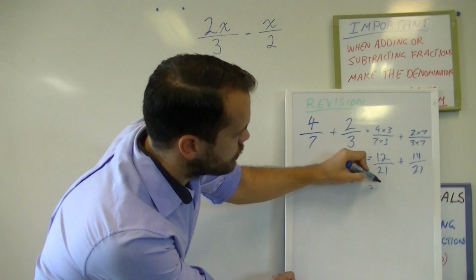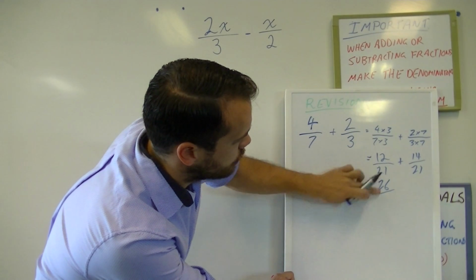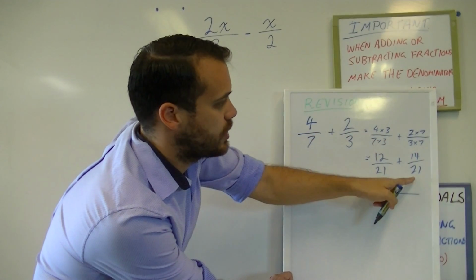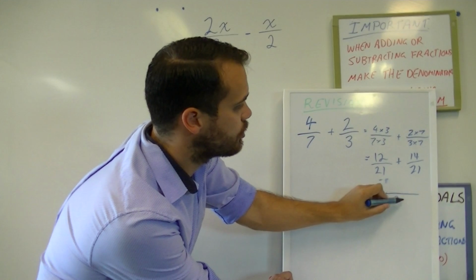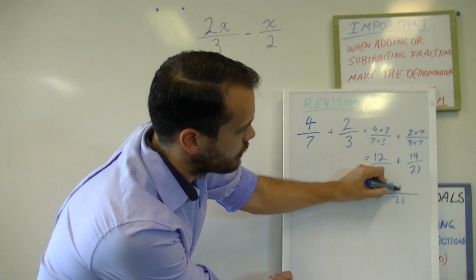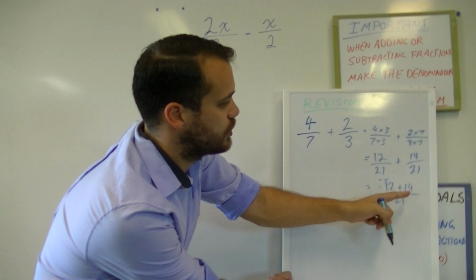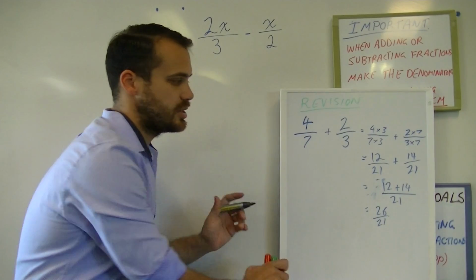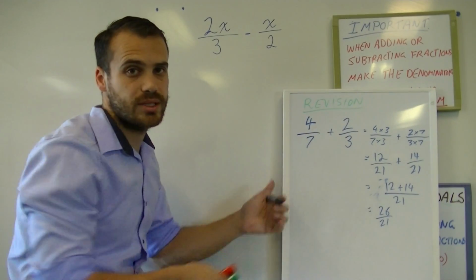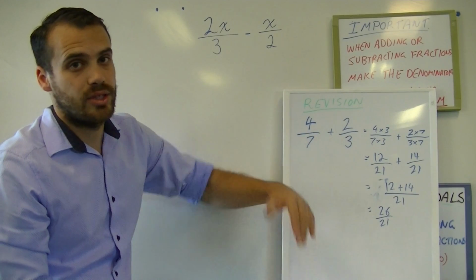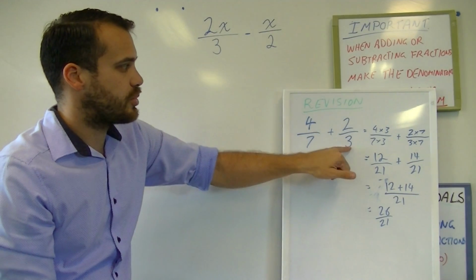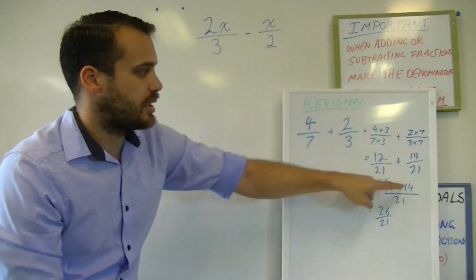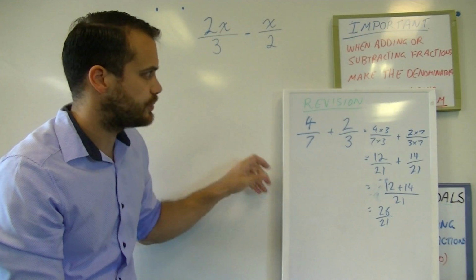Eventually you end up with 26 over 21. Those denominators are the same, so we can put this whole thing over one fraction. 12 plus 14 over 21 will equal 26 over 21. Now that's an improper fraction, you could turn that into a mixed number or something like that, or we can leave it like that. The important information here is remembering that we need to make those denominators the same, and then we can put it all over one fraction and then add those top things together.